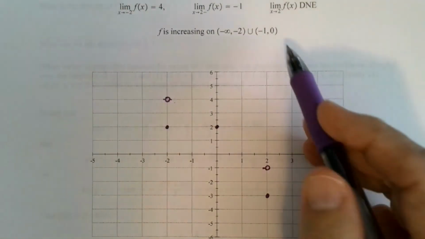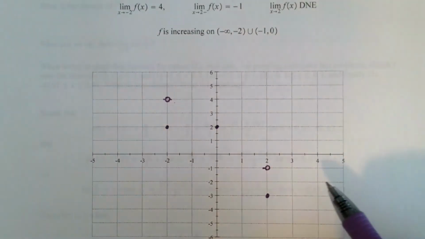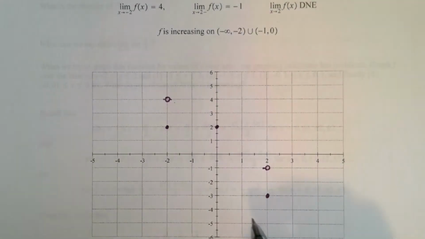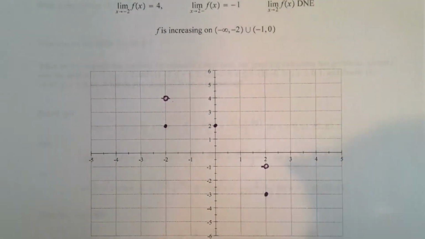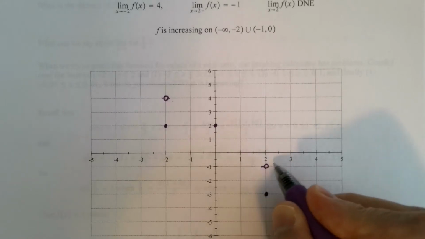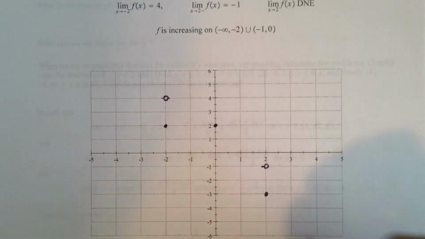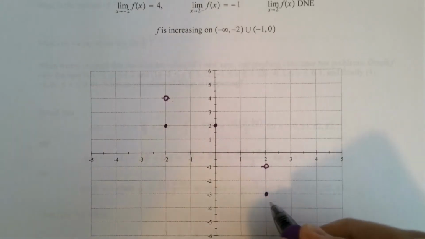And then the last thing is the limit as x approaches 2 does not exist. Well, how can I draw a graph such that the limit does not exist at 2? What I don't want to do is approach this hole from this side, because then the limit would exist. I would be approaching -1. So to keep it simple, since I have this point down here, why don't I make the limit from the right approach -3?